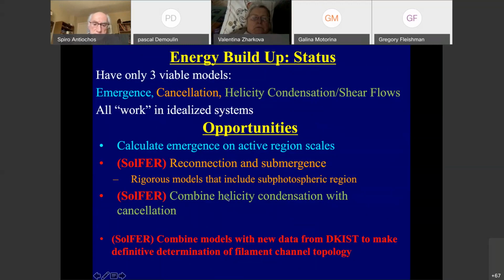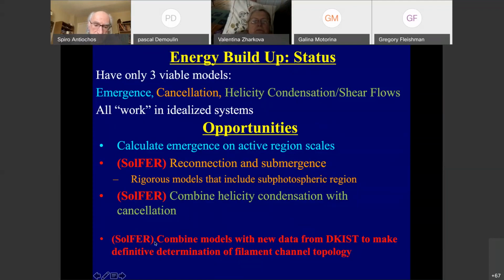The other thing we need to do is to combine the holistic condensation models with cancellation, and that's what we're working on right now, in the sense that in the simulations I showed you for holistic condensation, we did not mess around with the polarity inversion line. We did not apply any motions to the polarity inversion line, because once you do that, then you will start to get the normal flux starting to mix in and diffuse together. So we'll do that next to see what happens.